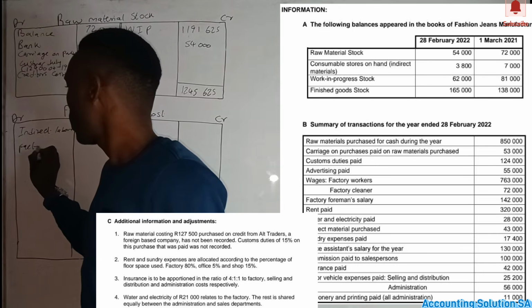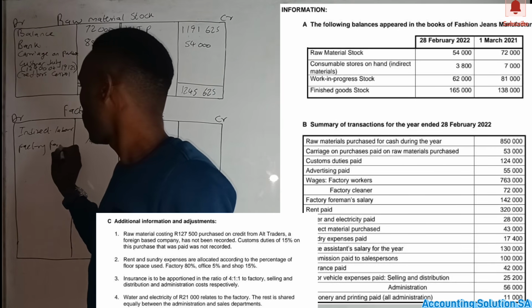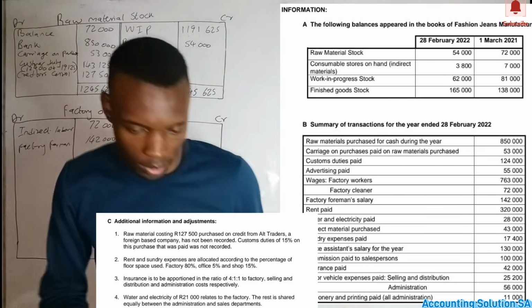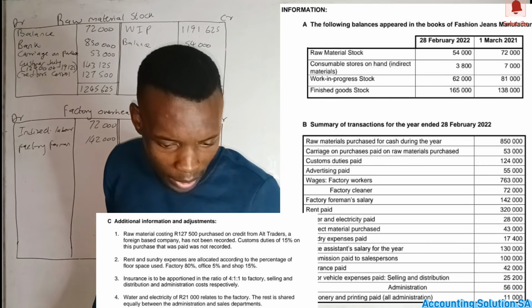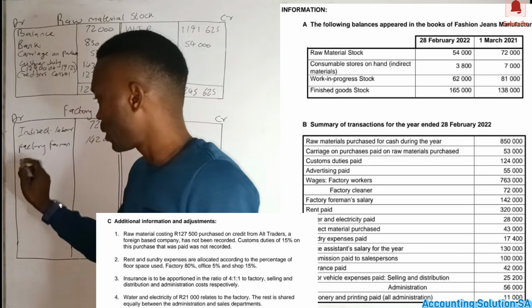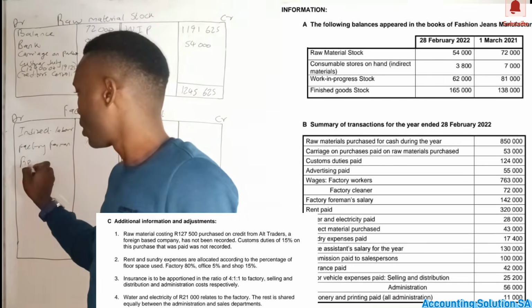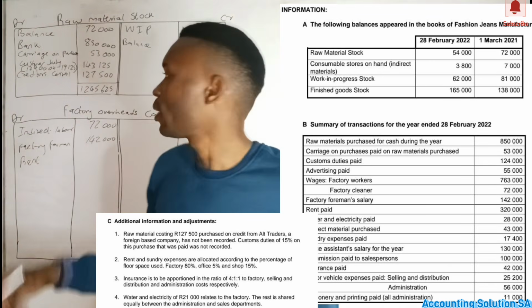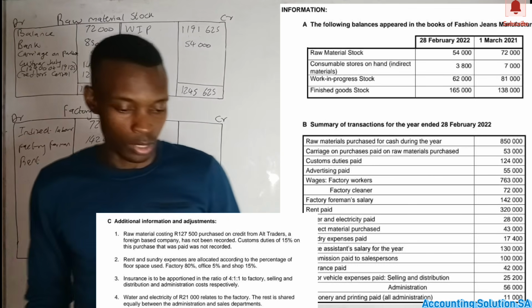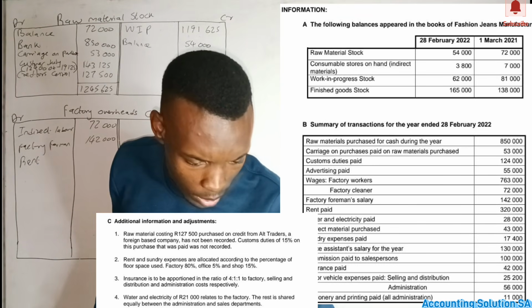Okay, it's factory for men. Then rent paid, but for rent paid they didn't say anything, which means that we have to go to the transactions and check how to allocate under factory overhead. Okay, let's go and read.